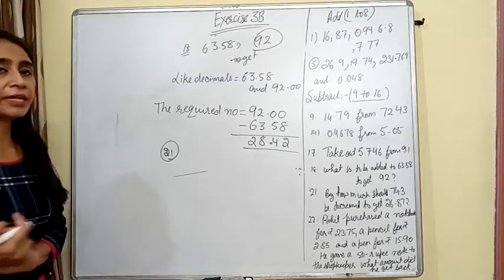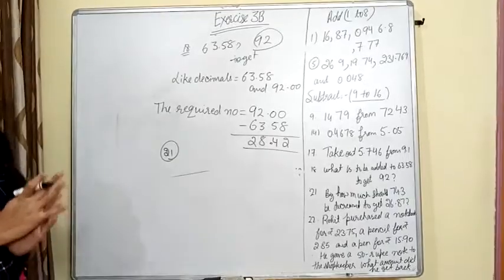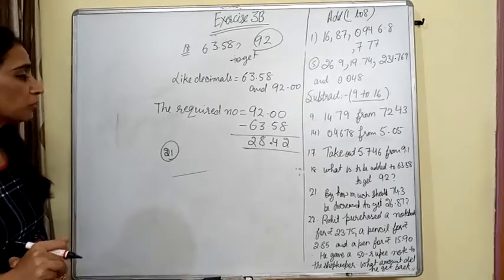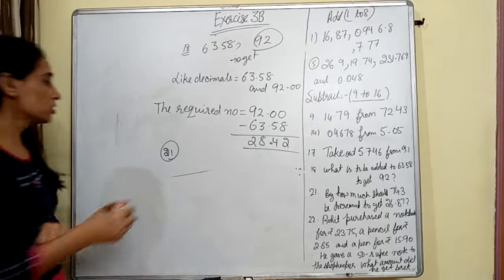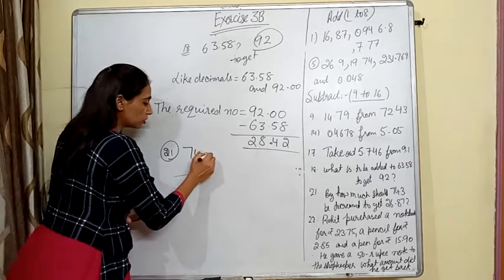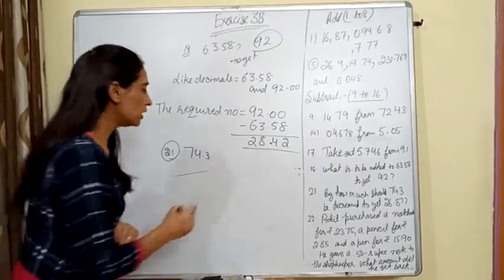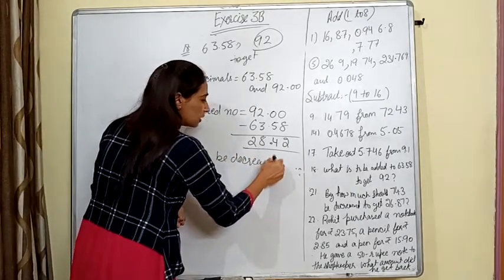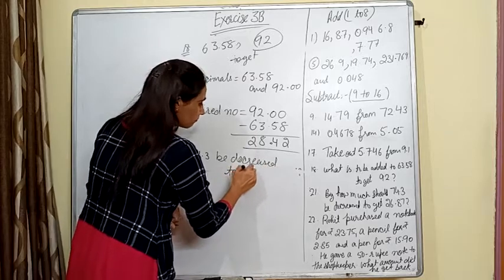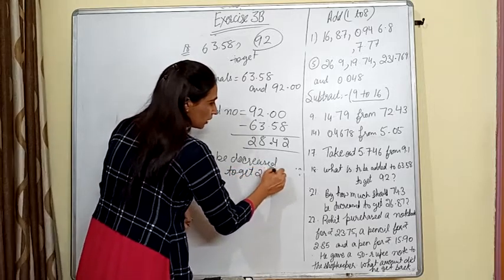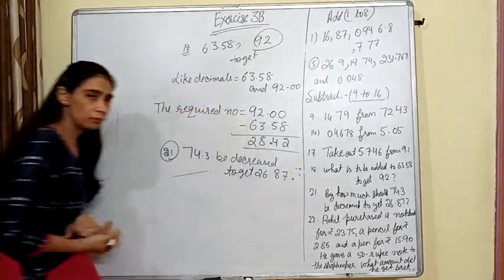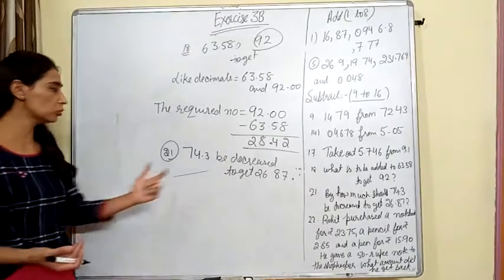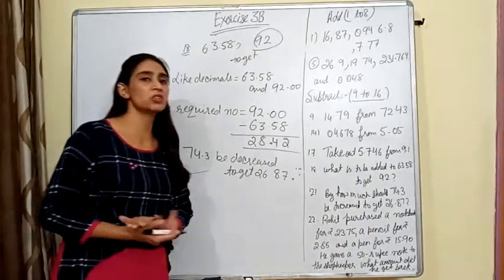Question number 21 and 20 both are same. In one sum you have to increase a number and in another you have to decrease a number. So question number 21: by how much should 74.3 be decreased to get 26.87? Means how much should I decrease this number, so that I can get 26.87.